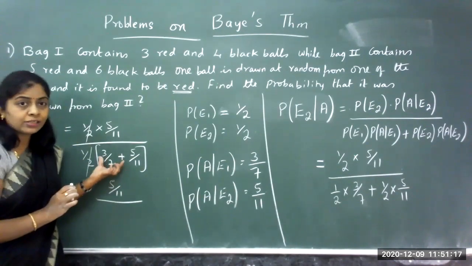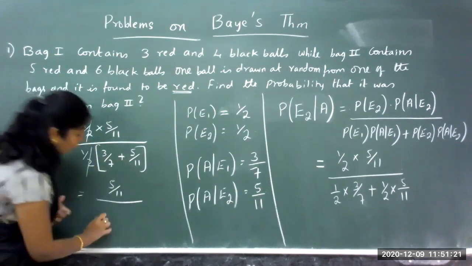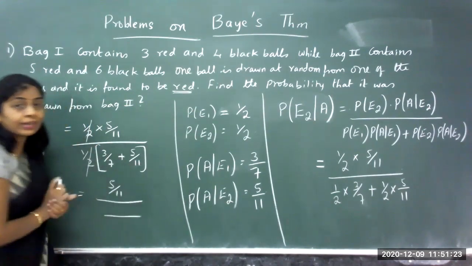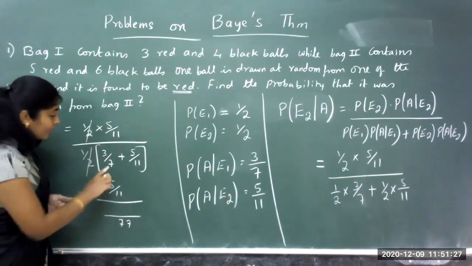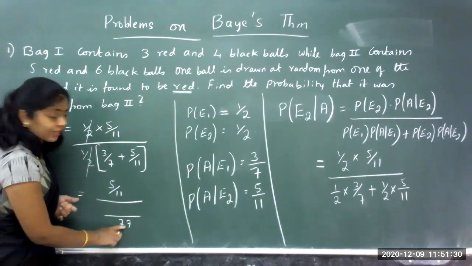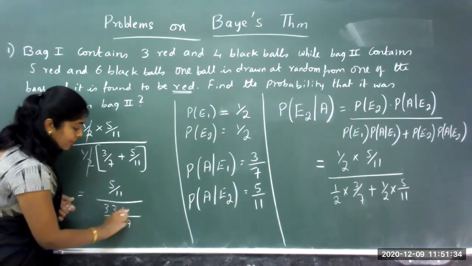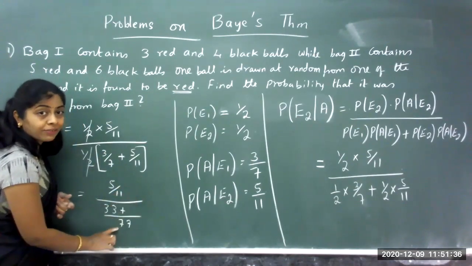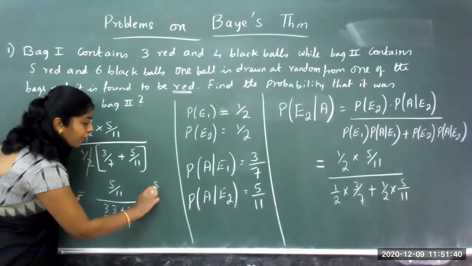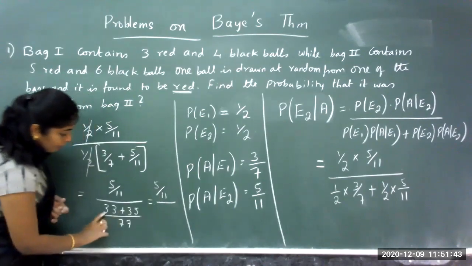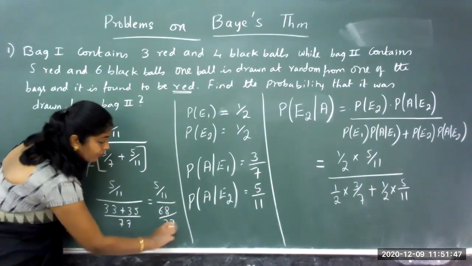Let me simplify. For the sum of two fractions, I know we have to consider the LCM and simplify. What is the LCM for 7 and 11? Both are prime numbers. 7 into 11, 77. 7 11s are 77. So 11 3s are 33, plus 11 7s are 77, 7 5s are 35. So we get back 5 by 11 divided by this 68 by 77.